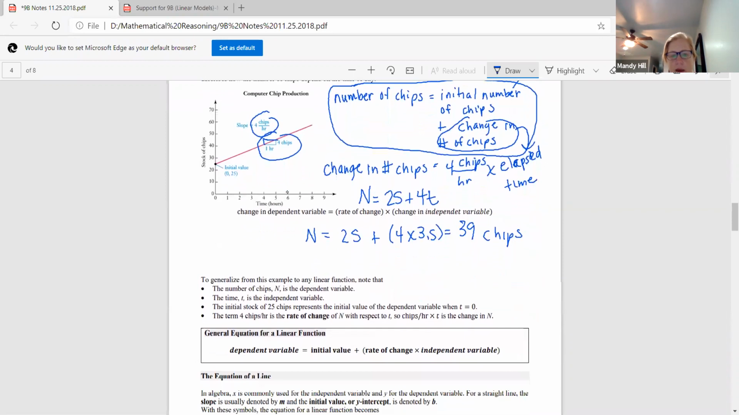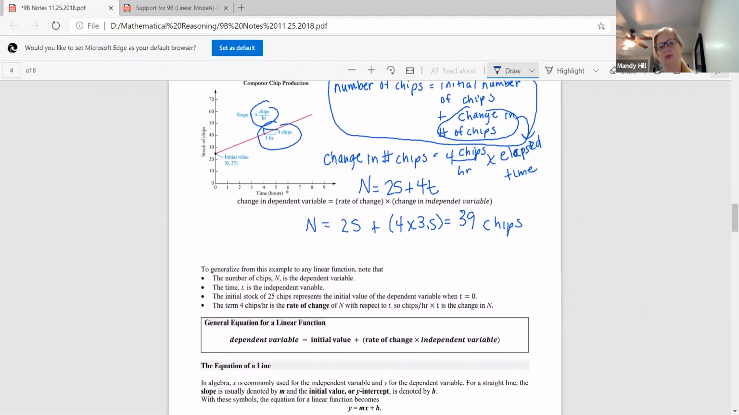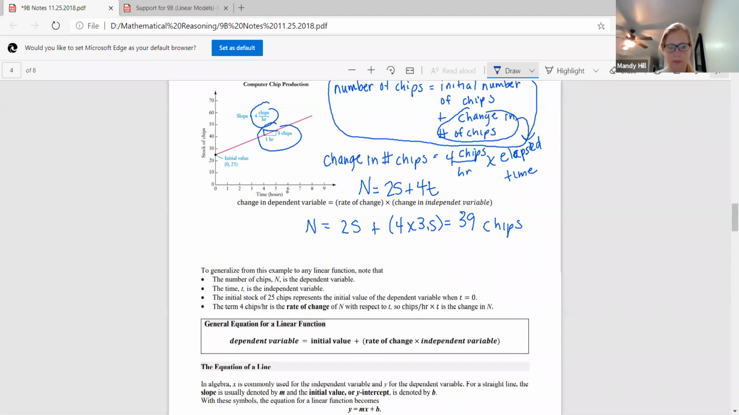So if I wanted to see how many chips we would have after 9 hours went by, if the time is 3.5 hours, we would get this. If the time is 9 hours, we would say the number of chips is 25 plus 4 times 9, because with 4 chips per hour, I would plug in 9 for the t. Okay, and that should be quite a bit more. Sorry, 25 plus 4 times 9 is 61 chips.